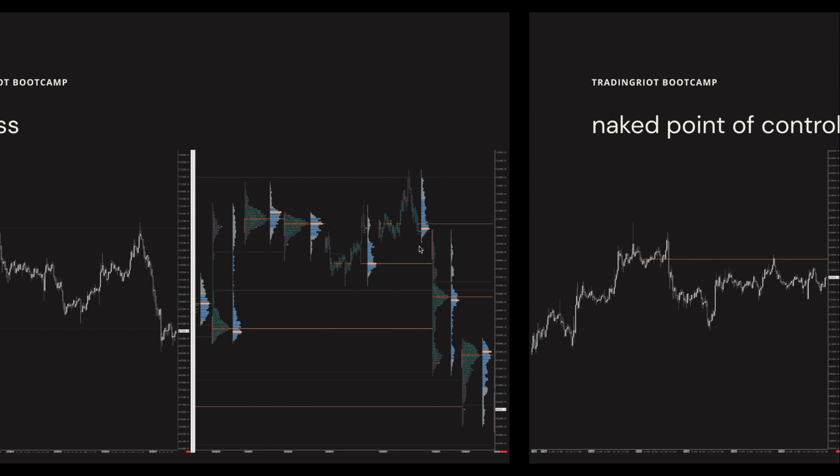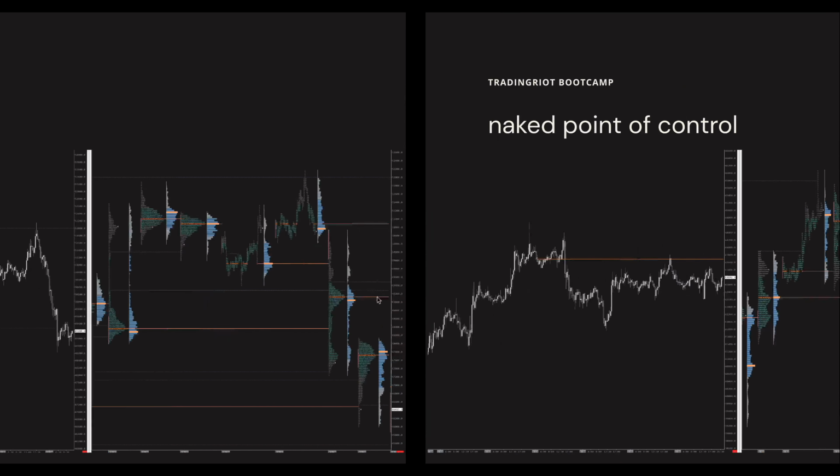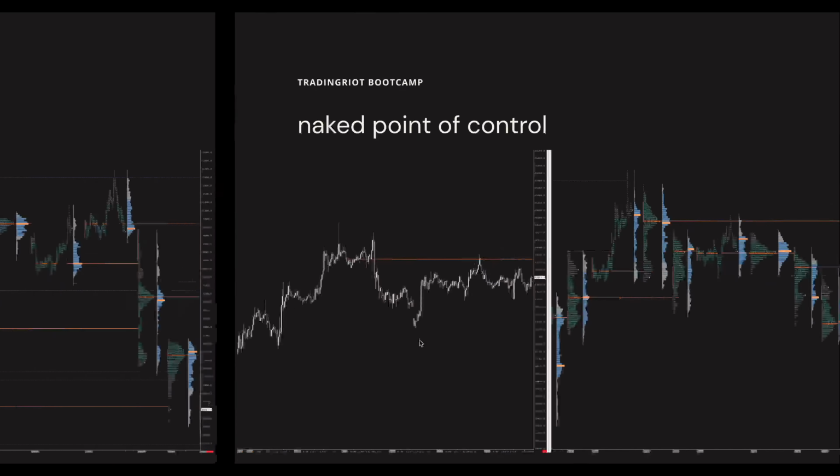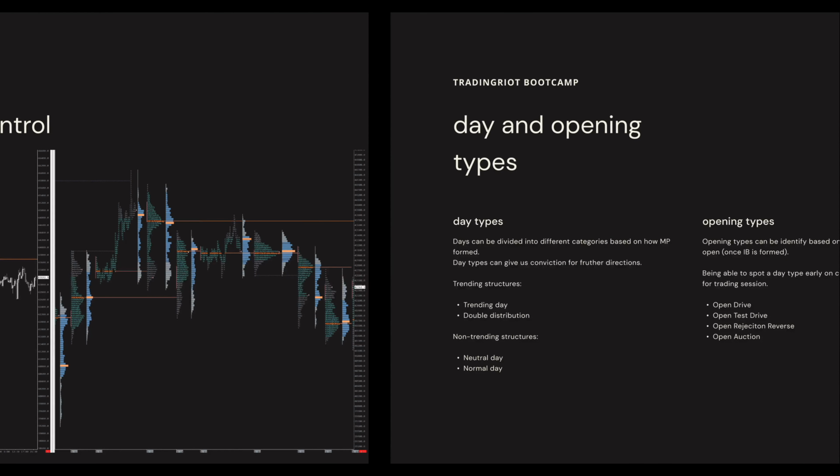The rest is kind of done on price action, and once again, this tool for me is a confluence tool. I'm not blindly trading market profile levels basically. So let's jump into volumes.